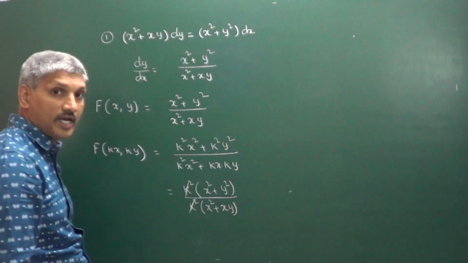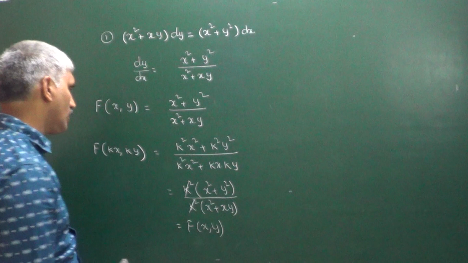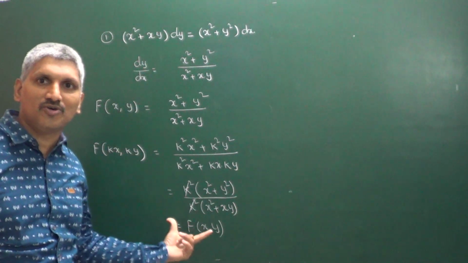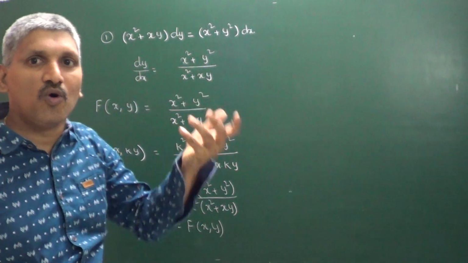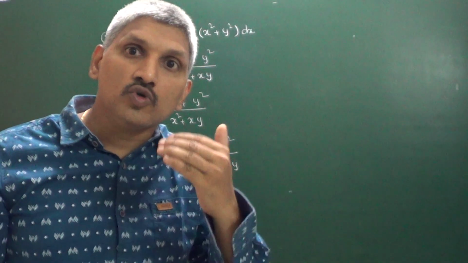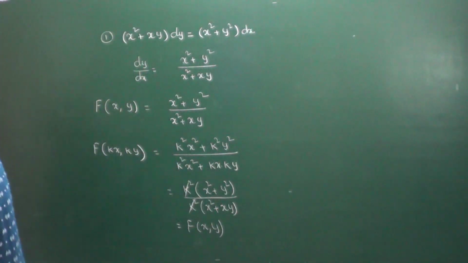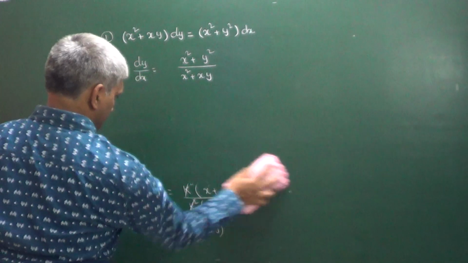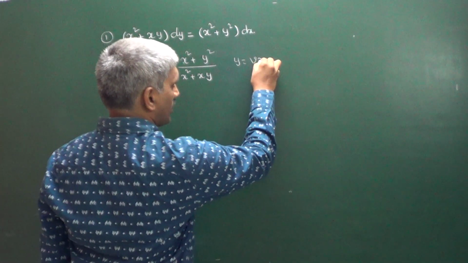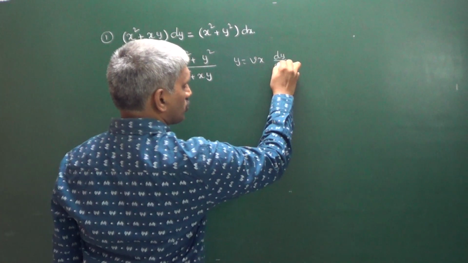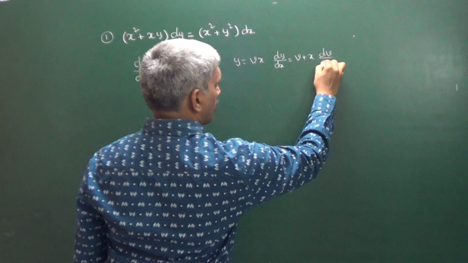K square cancels, we are getting this as f of x comma y. So f of kx comma ky is equal to f of x comma y. So we can say the given differential equation is a homogeneous differential equation. Once you know it is a homogeneous differential equation, how to solve? We have to take the substitution y is equal to vx. Then dy by dx is equal to v plus x into dv by dx. That's what we are going to do here.